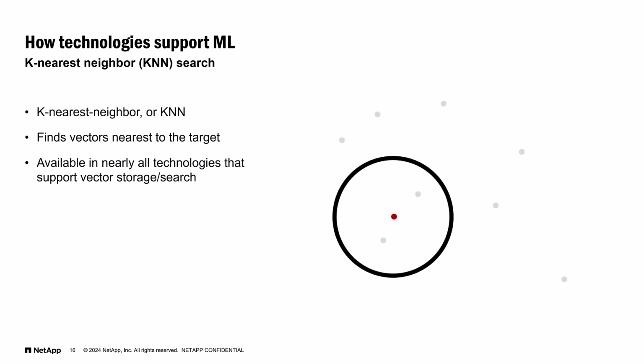K-nearest neighbor, or KNN search, is vital to machine learning. It allows you to query for items not by exact matches, but by gathering vectors nearest to the target vector based on the features the vector represents. KNN is available on Apache Cassandra 5.0 and OpenSearch, as well as PostgreSQL and many others. The diagram on the slide represents a KNN search, where the red dot is the target node. The black circle is the acceptable distance from the target node. Two nodes would be returned in this search, the ones inside the range of the black circle.